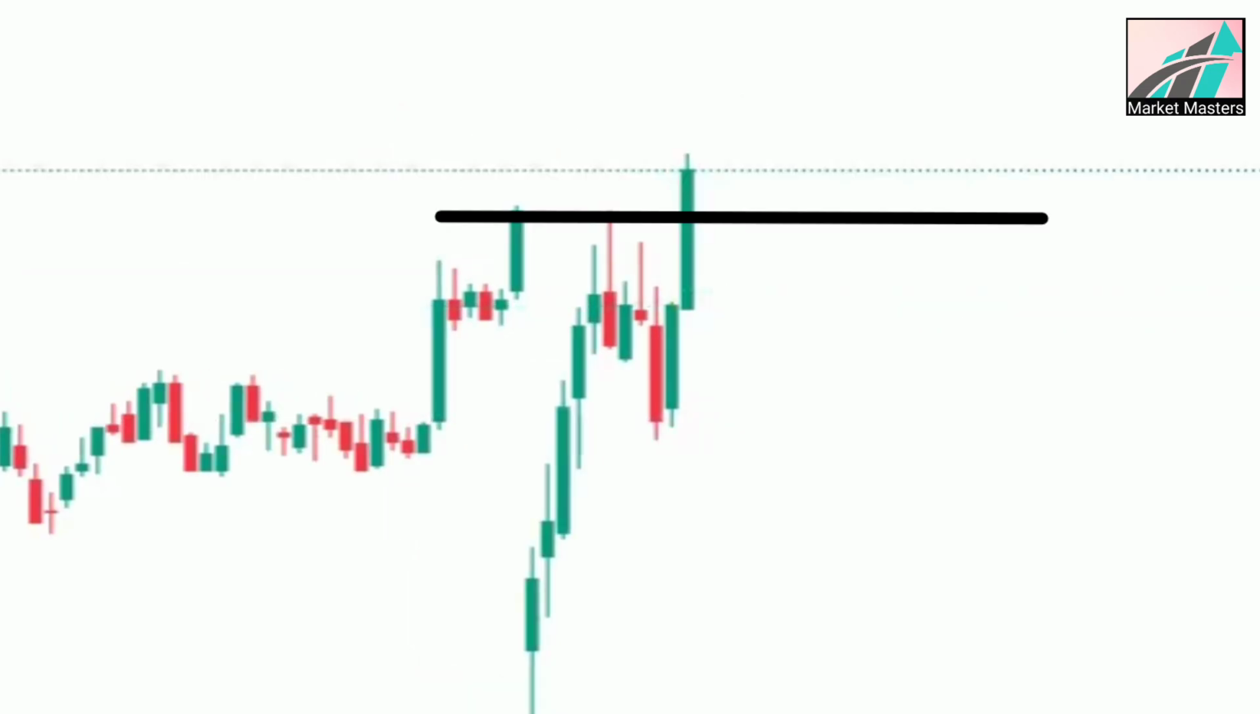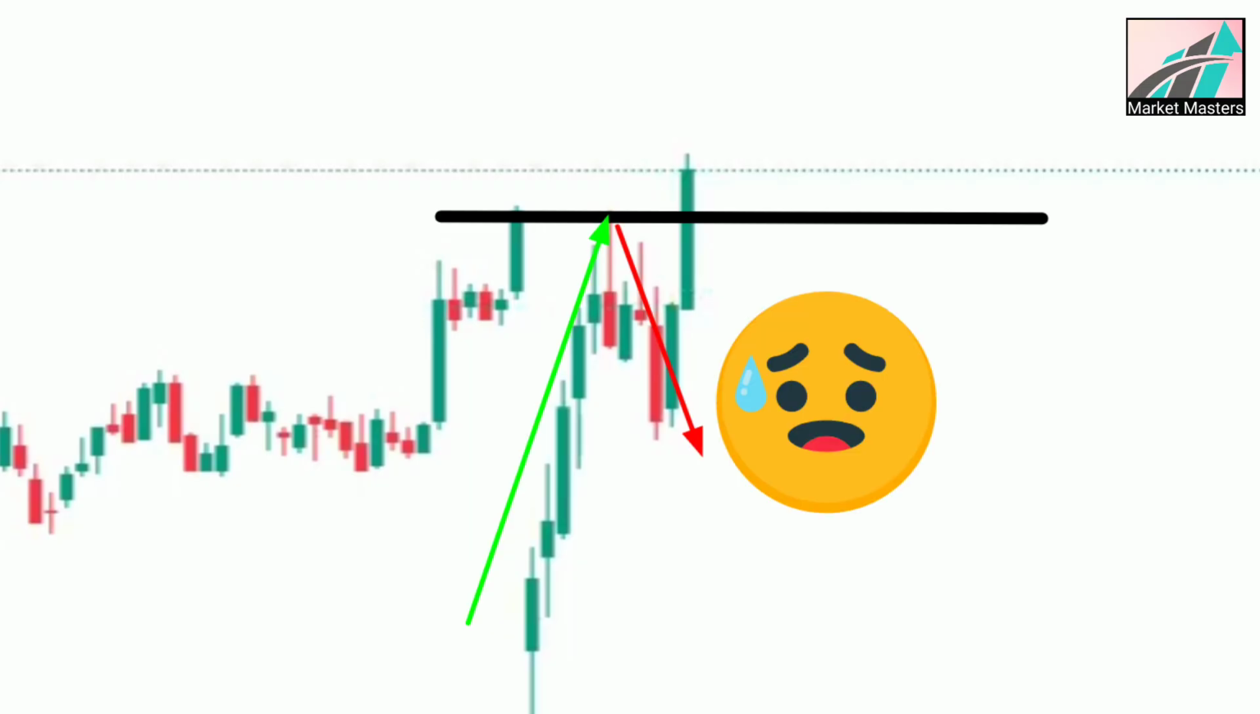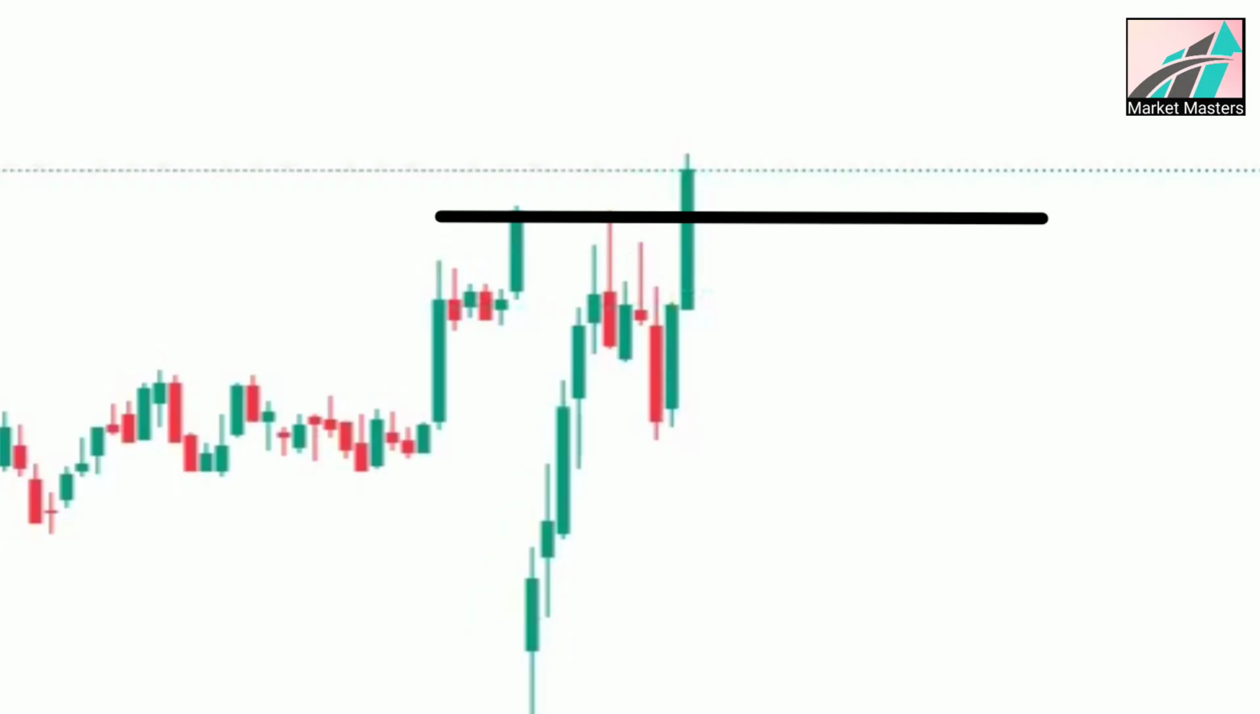After the pullback, price resumes its uptrend and breaks the previous external structure high. Traders who thought the pullback was a trend reversal and entered sell trades are now stuck in losing positions. This is why it's important to differentiate between a true reversal and a pullback, especially when complex pullbacks are involved.